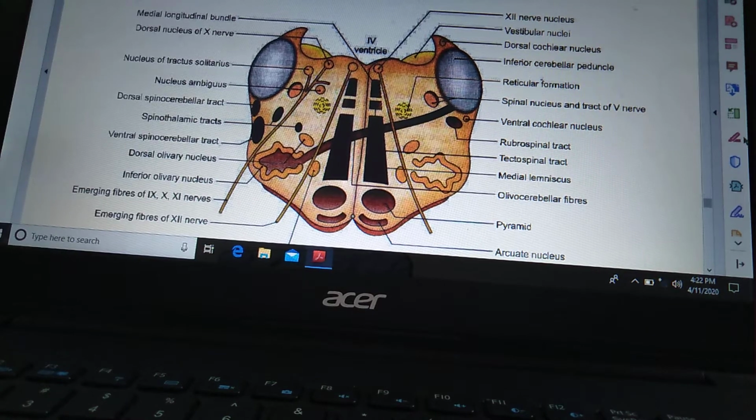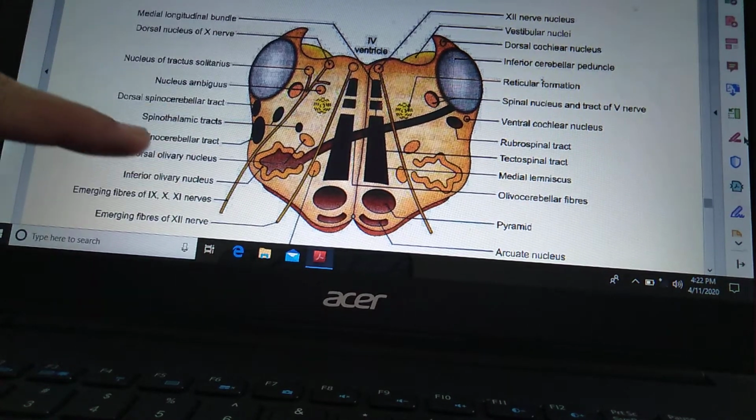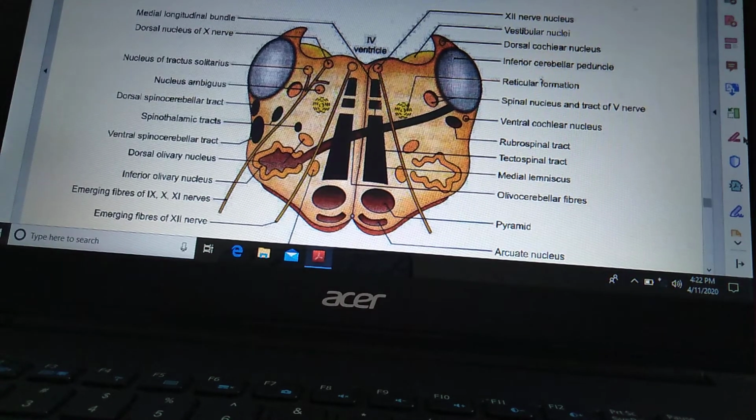Then next, you can see in the floor of the fourth ventricle some transverse lines. They are formed by the stria medullaris. Stria medullaris represent the fibers passing from the arcuate nuclei to the opposite half of the cerebellum, right? That we will learn again in the floor of the fourth ventricle.